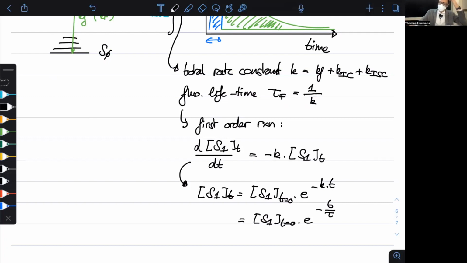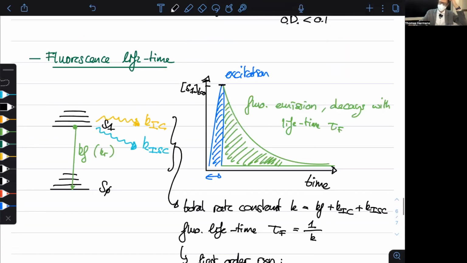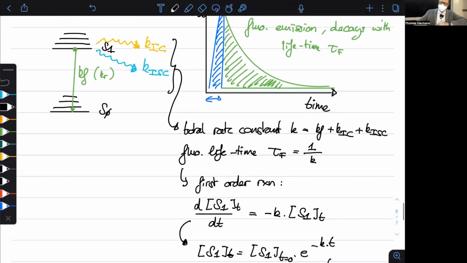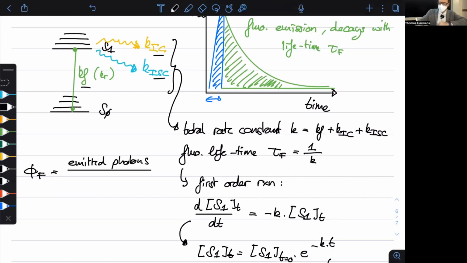Okay, so it's just the first order exponential decay of this fluorescence. Now what's, I think, more interesting, you can also use this description with rates to look at the quantum yield. So the quantum yield is basically, you can think about it as the ratio of emitted photons over the ratio of absorbed photons.